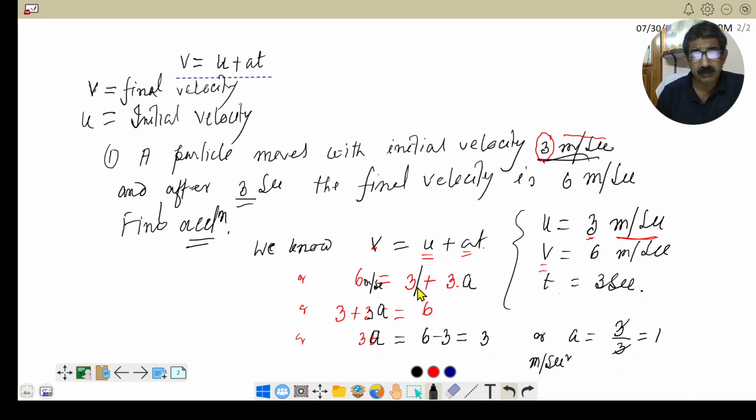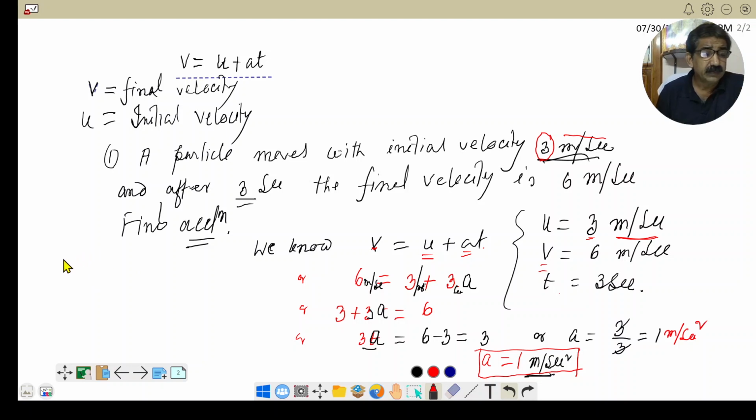This is 3 meter per second. 3 is equal to... second. That means 3a, from this line we will get ultimately meter per second square. 3 meter, 1 meter per second square. So acceleration A is equal to 1 meter per second square. This is the answer. 1 meter per second square.